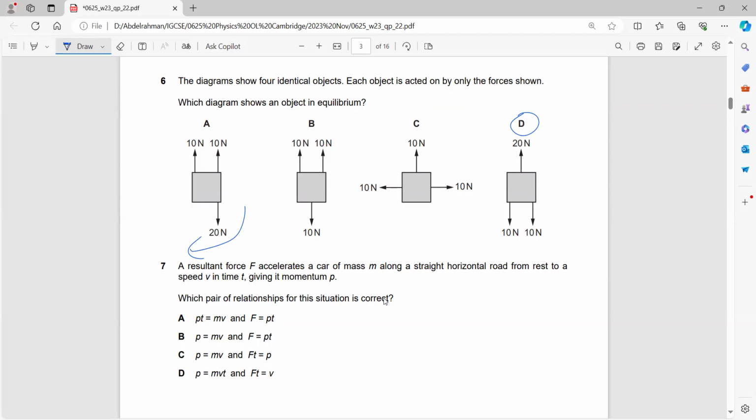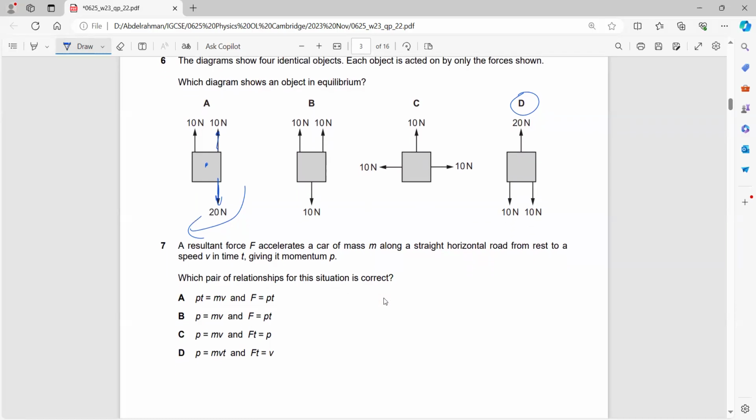Why? Because the 20 newtons is acting on this side, and there's 10 newtons on this side only. If you calculate the moment about the pivot, wherever you take the pivot to be, you'll find there will be a resultant moment. But in D, there will be no resultant moment. Oh, it's because the line is in the middle, that's why.